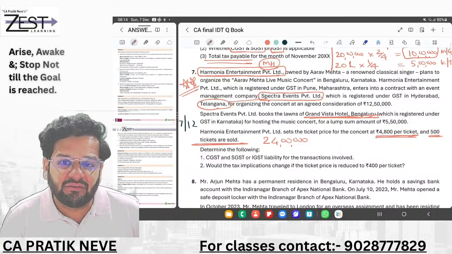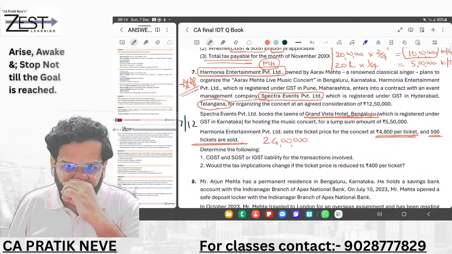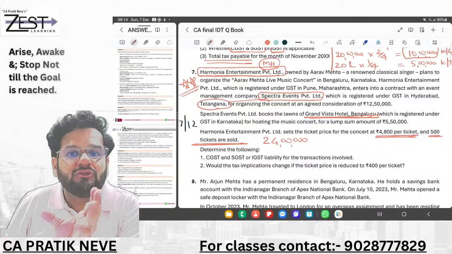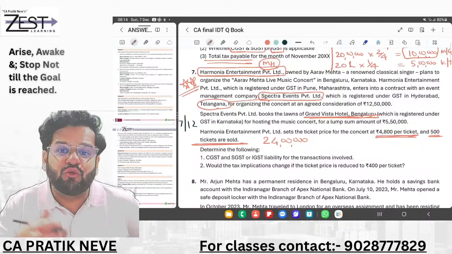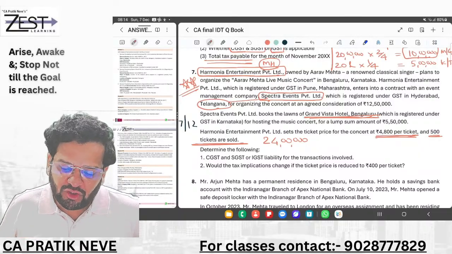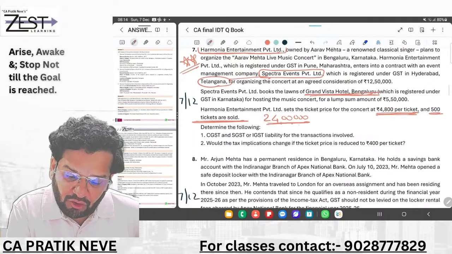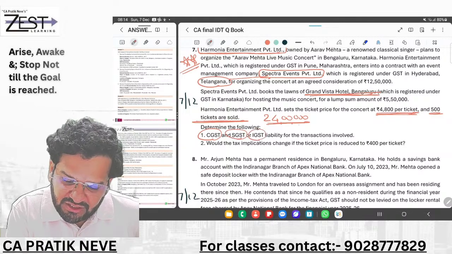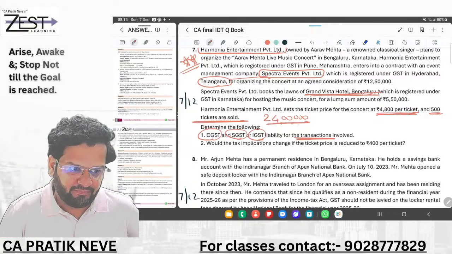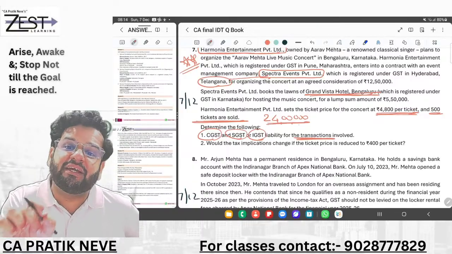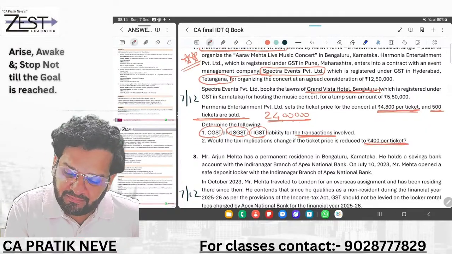In exemptions, it is given that if entry to an event is given by charging an amount up to rupees 500 per person, then it is exempted. But here it is 4,800 per person, so it is going to become taxable. Now the question is, you have to determine the following: CGST, SGST or IGST liability for the multiple transactions involved. And would the tax implication change if the ticket price is reduced to 400 per ticket?